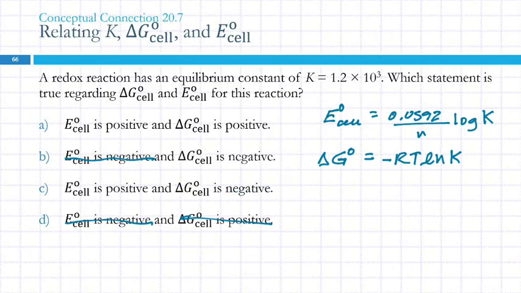Good grief. This one. Did I do it right this time? E cell's positive, G cell's negative. Any questions? E cell's positive, G cell's negative, K is bigger than 1. Is this a spontaneous reaction? Yes.